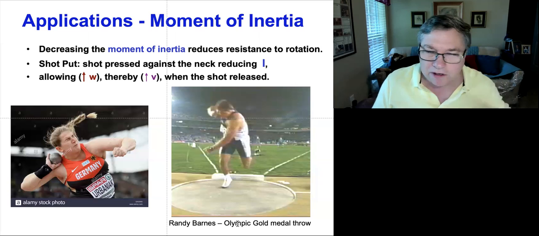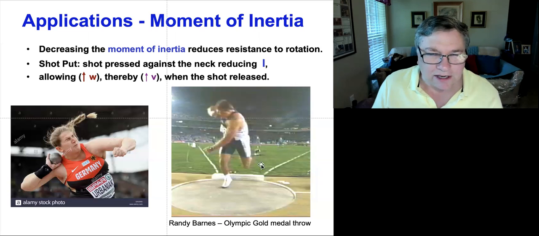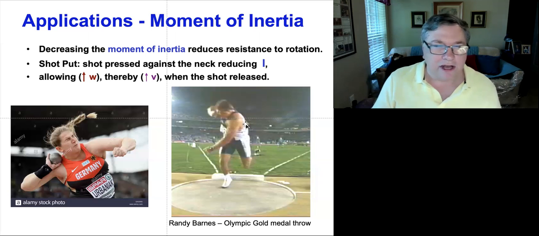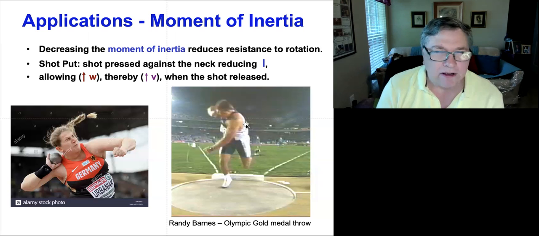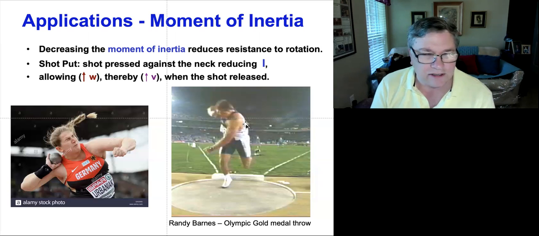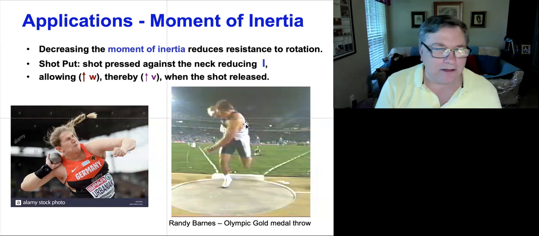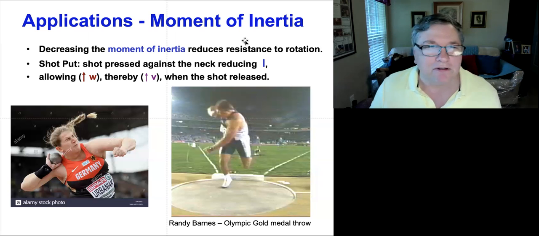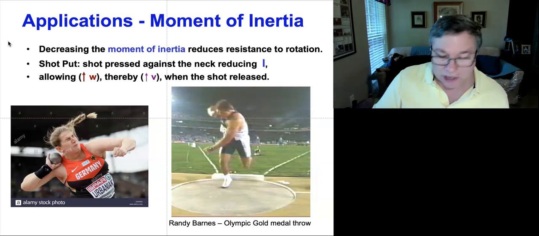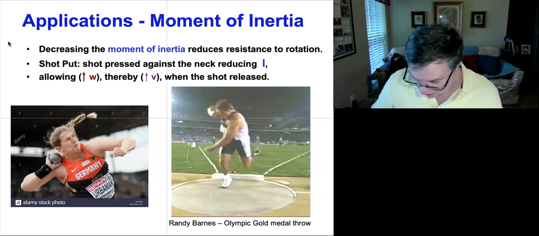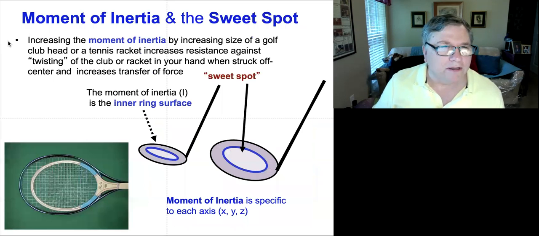Here's actually Randy Barnes, Aggie, who won the Olympic gold in 1996. It's from the 90s, that's why the picture looks like this. He also set the world record in the shot put in 1990 and it lasted until actually just this year. So it was 31 years, one of the longest held records in track and field. So this is Randy Barnes, one of your gold medal winners in the shot put. The other one is Randy Matson, who I think won multiple gold medals.